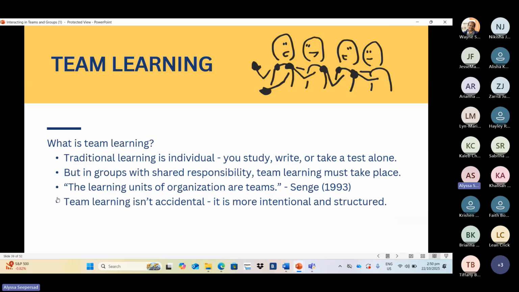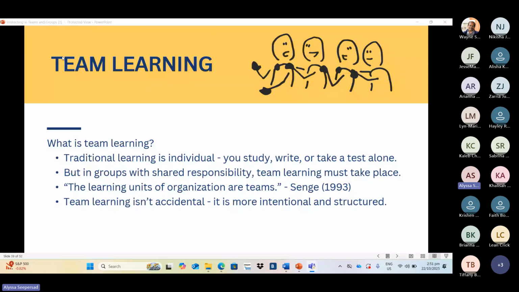Moving on to team learning. So what is team learning? Traditional learning is individual, where you would study, write, or take a test alone. But in groups with shared responsibility, team learning must take place. The learning units of organizations are teams. And team learning isn't accidental, it is intentional and structured.